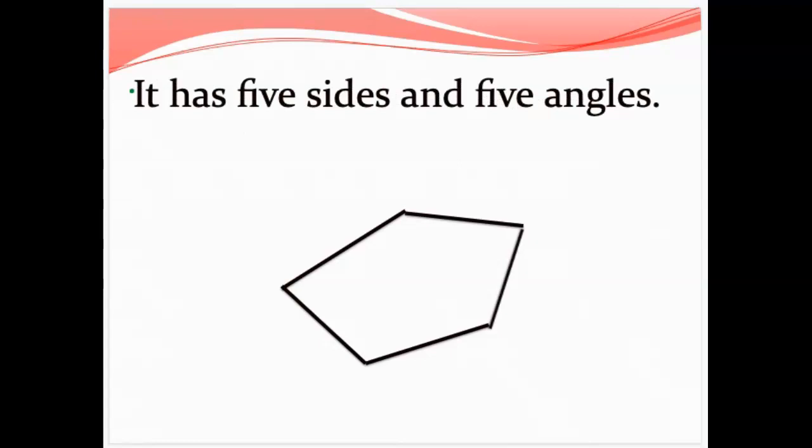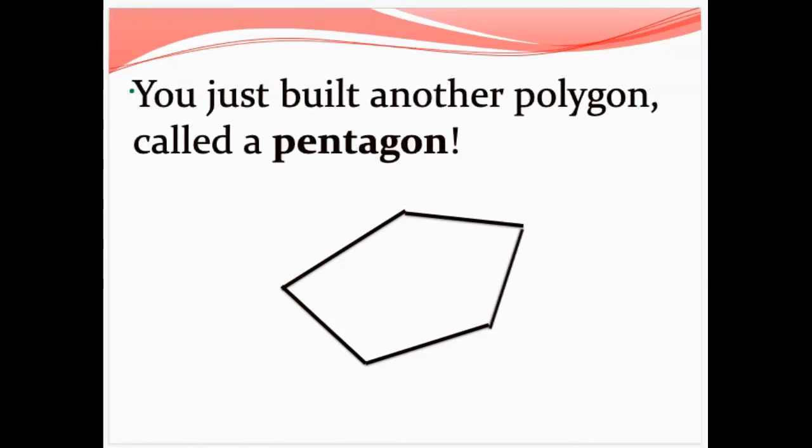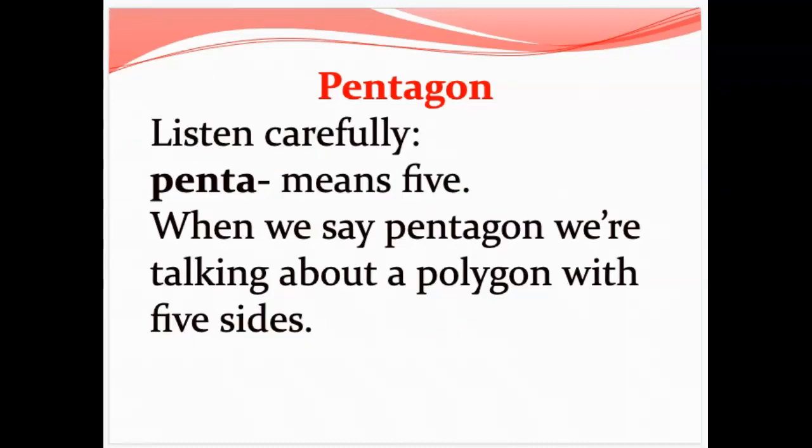If the shape has five sides and five angles, it is called a pentagon. Let's say that together. 1, 2, 3, pentagon. Listen carefully. Penta means five. When we say pentagon, we're talking about a polygon with five sides.